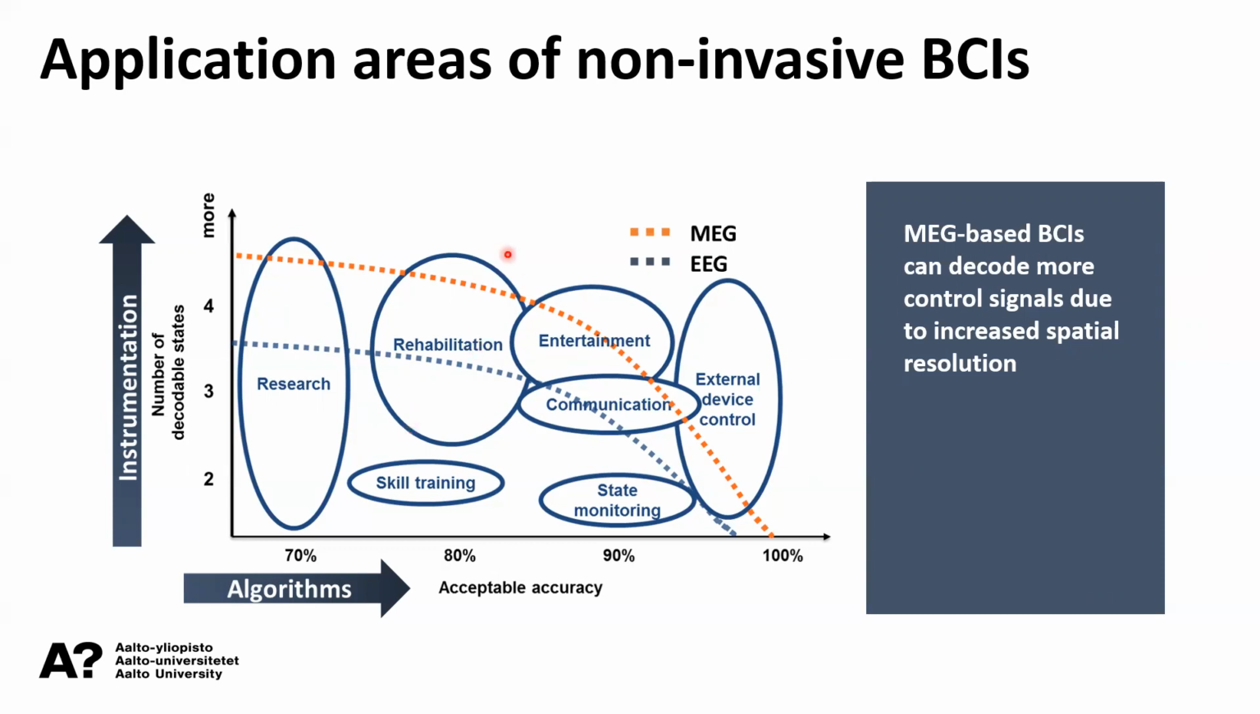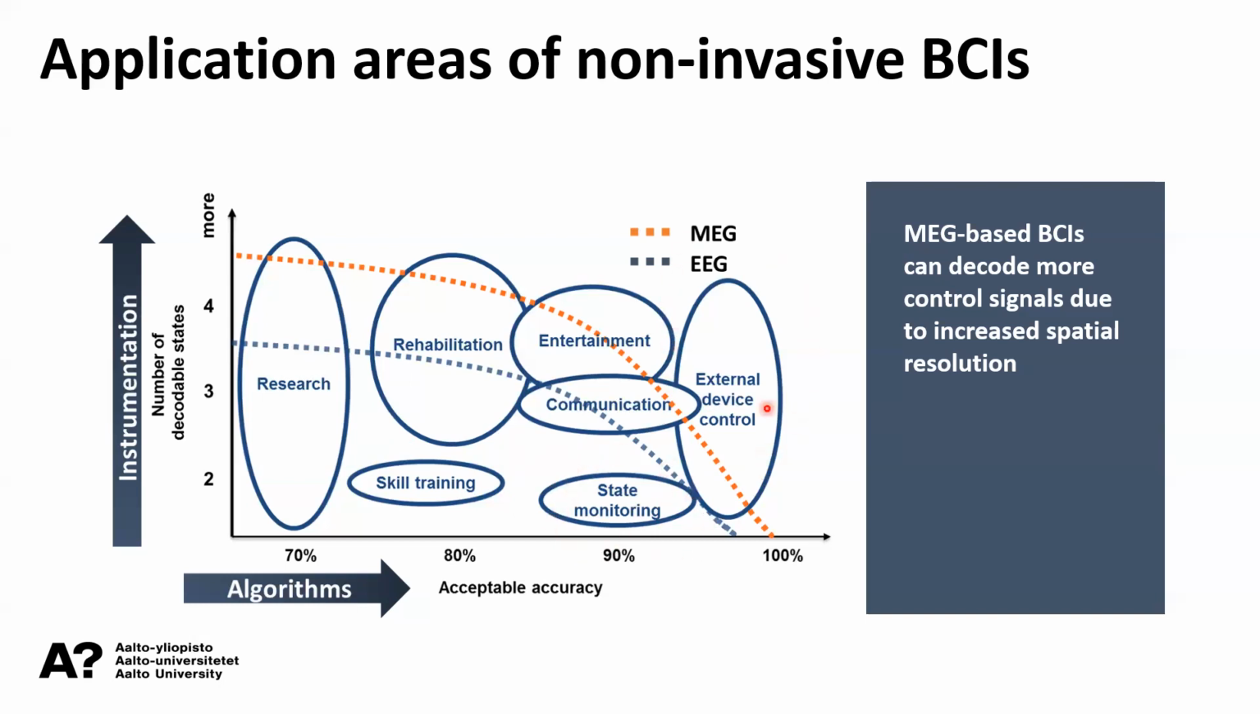And there are, of course, other applications such as entertainment and communication, for example, for locked-in patients. Locked-in patients are people who are basically in a state of coma, but their consciousness is preserved. For example, we can design a system where, based on their brain activity, they can focus on one of the audio streams, and based on that, they can answer a set of simple yes or no questions. We can also use the systems to monitor physiological states.